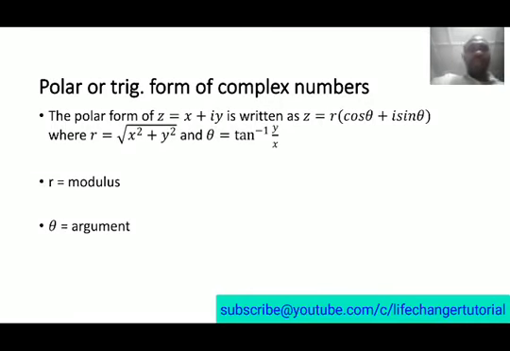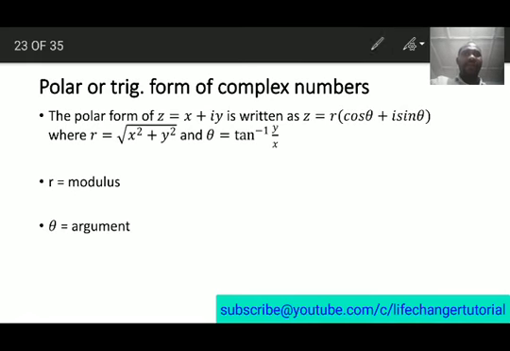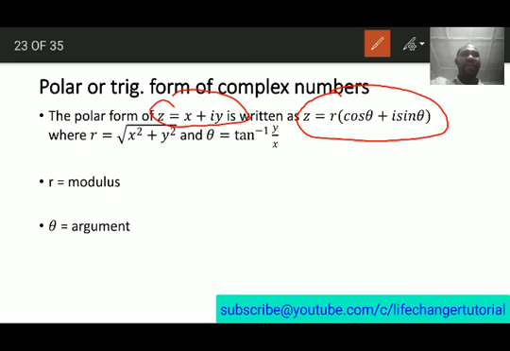Hello, everyone. In this class, we're going to look at the polar form, or trigonometric form, of complex numbers. You can see here the polar form of z, which is equal to x plus iy. This z equal to x plus iy, we call the complex form. And the polar form is written as z equal to r into cos theta plus i sin theta. It's just another form of writing it, but they are all the same thing.